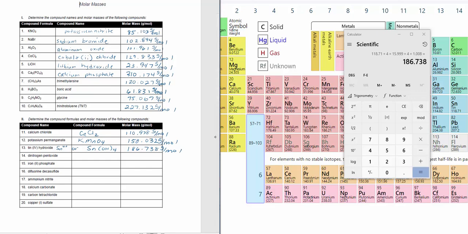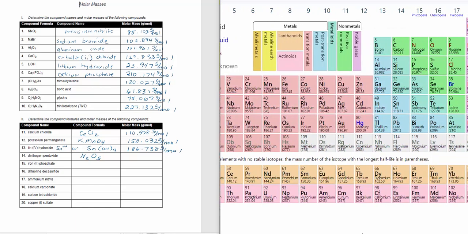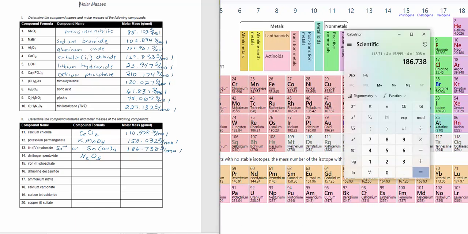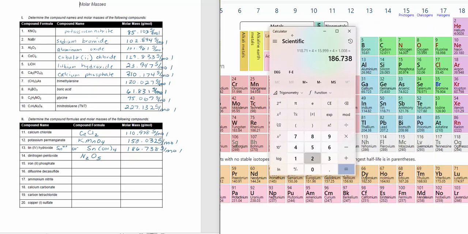Dinitrogen pentoxide. So this is a molecular compound. This is a covalently bonded compound, and I know that because it's given me the numeric prefixes. And the numeric prefixes make it fast and easy to make the chemical formula. So I need 2 nitrogens, so 2 times 14.007, and I'm going to add to that 5 oxygen atoms, so 5 times 15.999. Add all that together, I get a molar mass of 108.009 grams per mole.